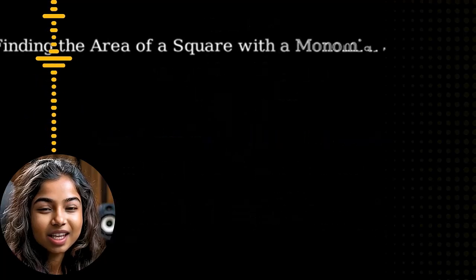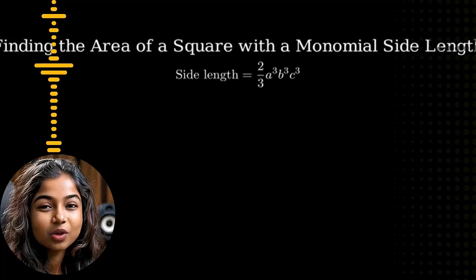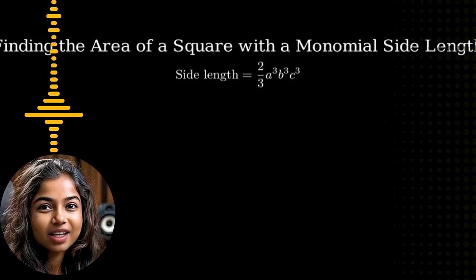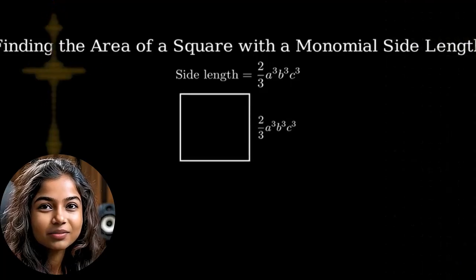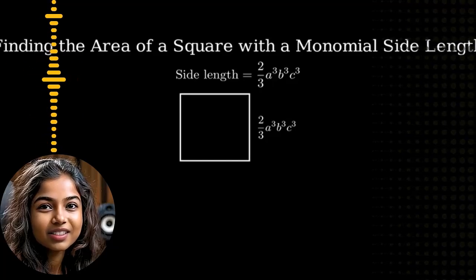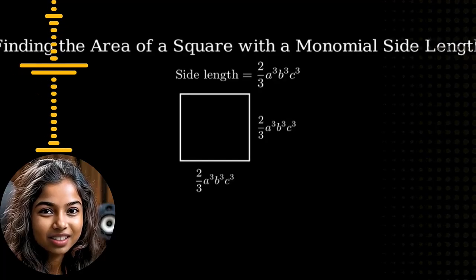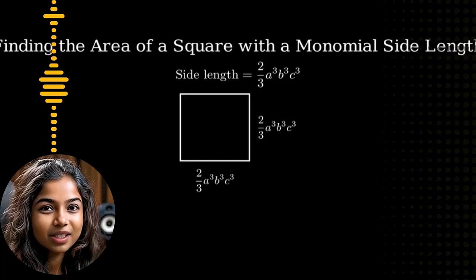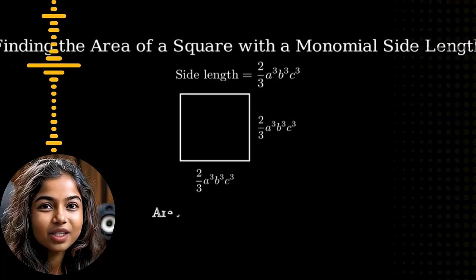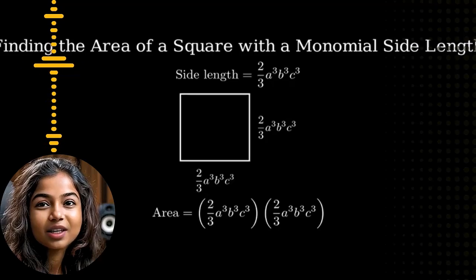Let's solve a problem about finding the area of a square. We're given that the side length of the square is 2/3 a cubed b cubed c cubed, and we need to find its area. Let's visualize this. Here's our square. The side length of the square is 2/3 a cubed b cubed c cubed. And remember, to find the area of a square, we multiply the side length by itself. So to find the area, we need to multiply 2/3 a cubed b cubed c cubed times 2/3 a cubed b cubed c cubed. Let's solve this step by step.